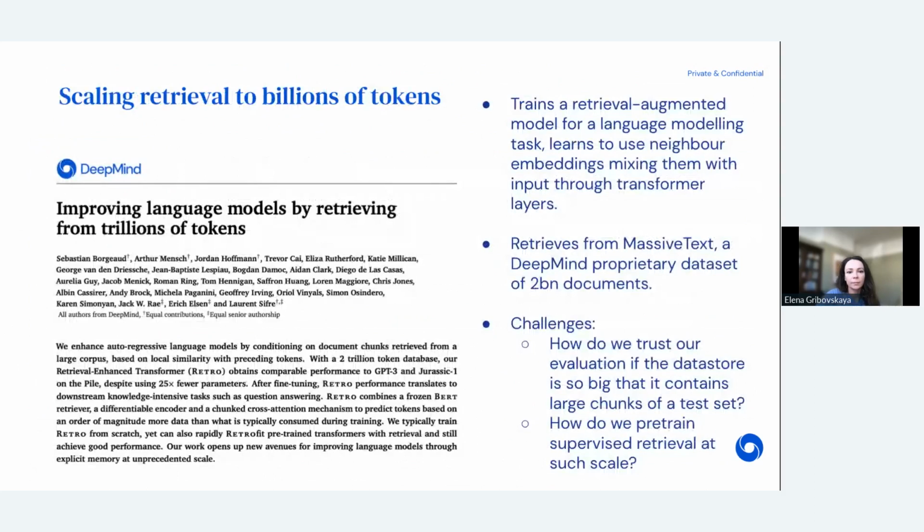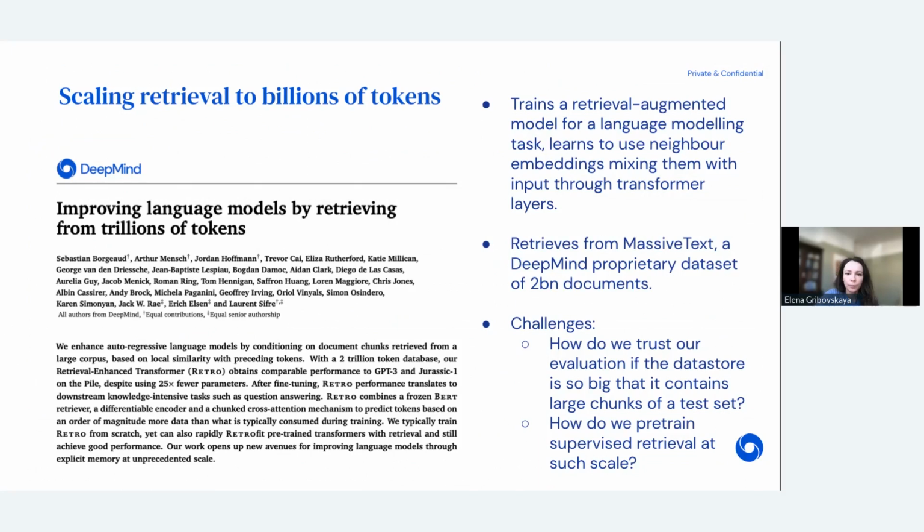Recently, DeepMind also published a paper on using retrieval for language modeling. Here, researchers scale the knowledge corpus even further. Instead of using Wikipedia, they look at MassiveText, which is a DeepMind proprietary dataset that consists of about 2 billion documents. The challenges of this work, and of retrieval augmented generation in general, particularly for language modeling, are twofold.